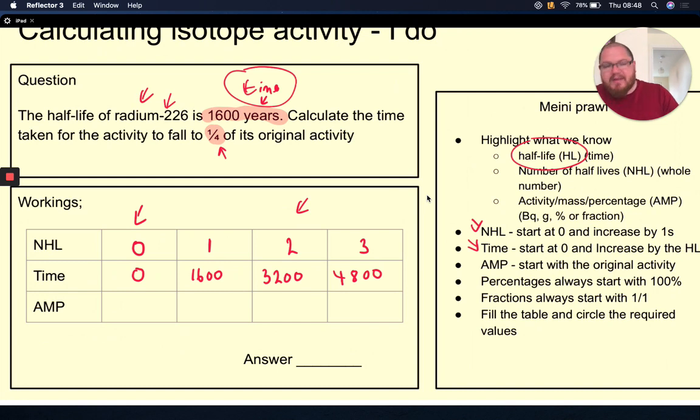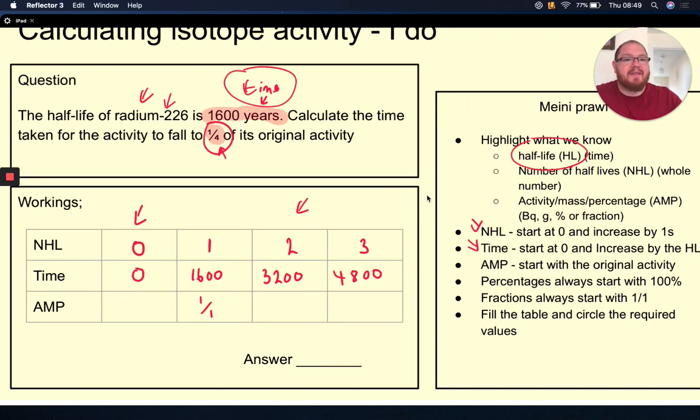Now, your activity, mass, or percentage. This is what this is now, a quarter. It's not a percentage, it's a ratio. And it says here, percentages always start with 100%, because at the start you've always got 100% of something. And a fraction will always start with 1 over 1, because 1 over 1 is essentially 100%. So, because it's a fraction, I'm going to start with 1 over 1, which is essentially 1, isn't it?